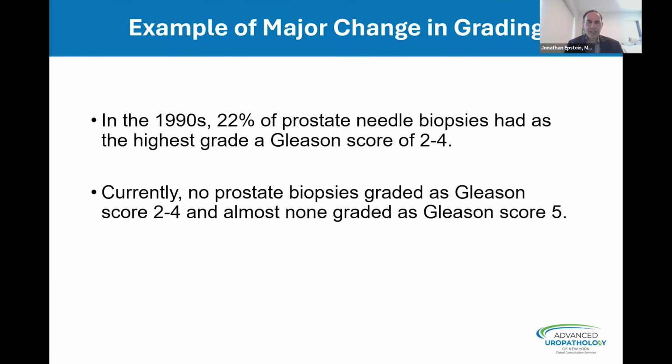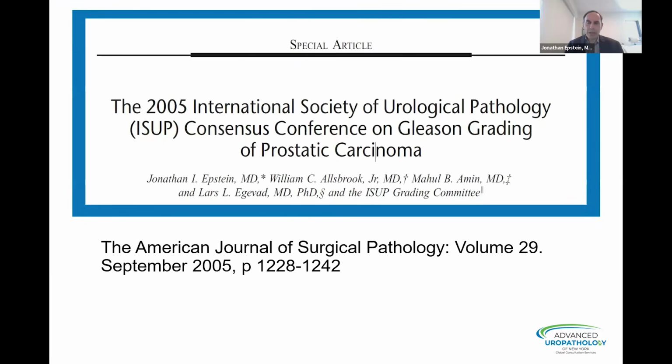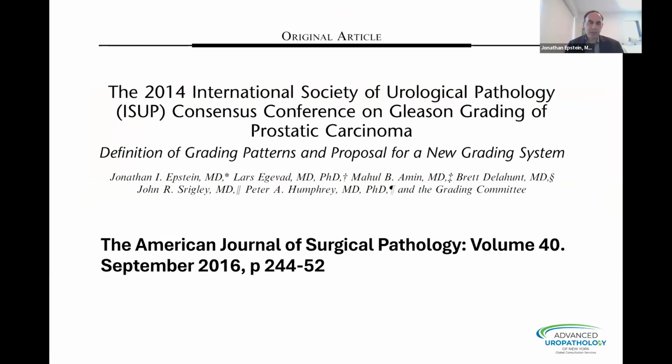Even in the 1990s, 22% of prostate needle biopsies had as the highest grade a Gleason of 2-4. Currently, there should be no prostate biopsies graded as 2 through 4, and virtually none graded even as a Gleason score of 5. The 2 major consensus conferences that changed how we grade prostate cancer were first in 2005, one that I led, and then in 2014, also one that I was involved with.